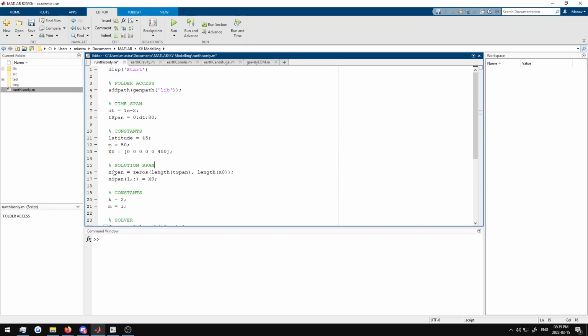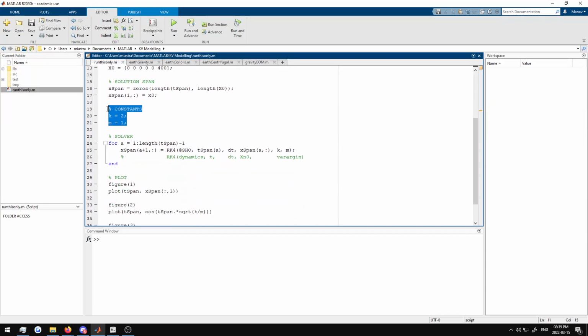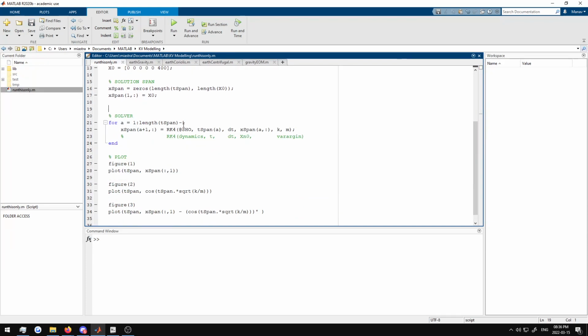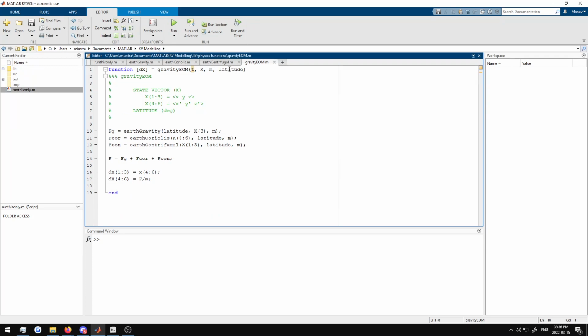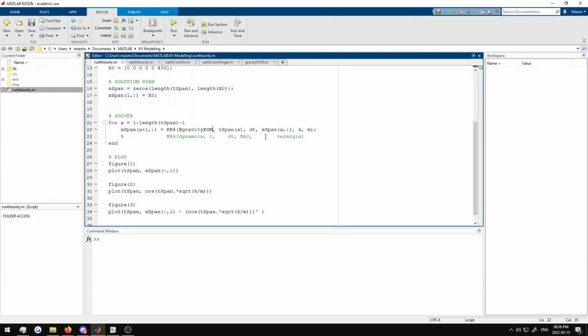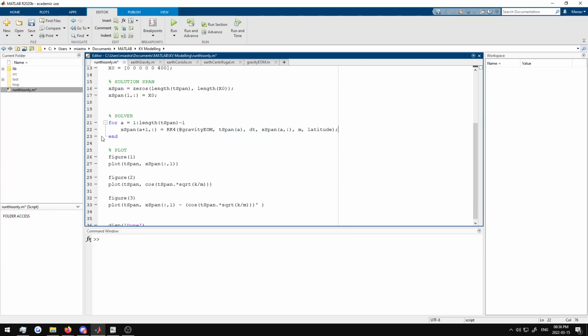Yeah, we don't need to define this anymore. Length of x, first variable is already in. We can get rid of this k and m here. Solver, we're not doing this, we're doing gravity EOM. And the inputs for gravity EOM are m and latitude. So let's change this to m and latitude. And this should be pretty good. I'll get rid of this for now, just because it's getting annoying.